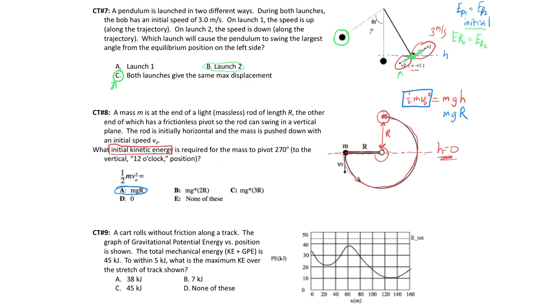All right? Doing all right? Okay, let's keep going. The last question here, we have a cart that rolls without friction on a track. Okay, remember on a track, the only forces then are gravity and the normal force of the track. The normal force of the track is always perpendicular. And so we're going to look at this question.